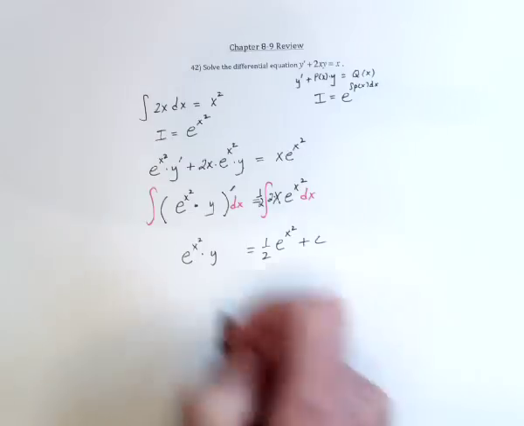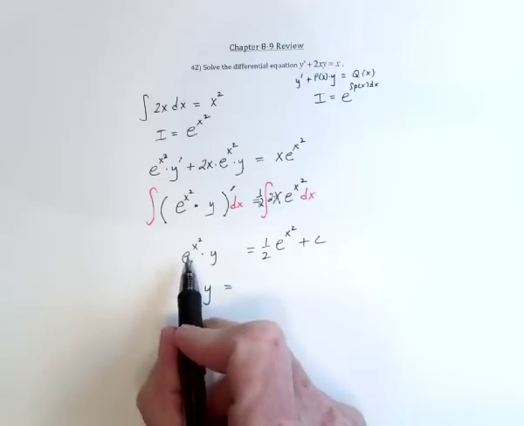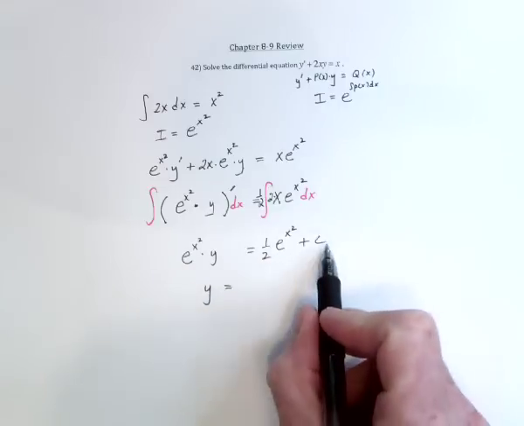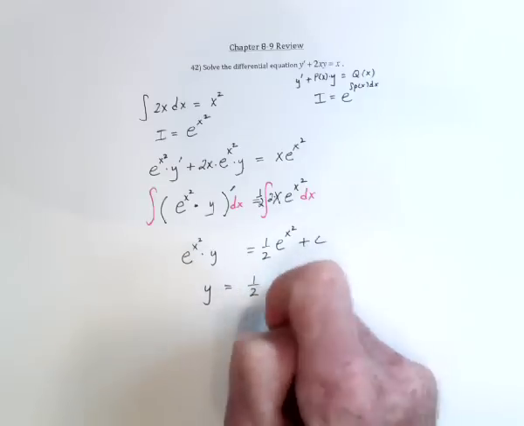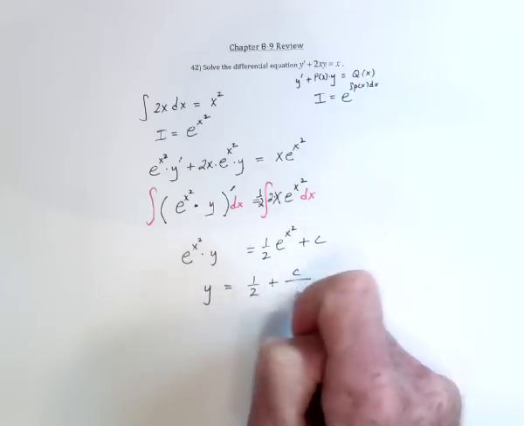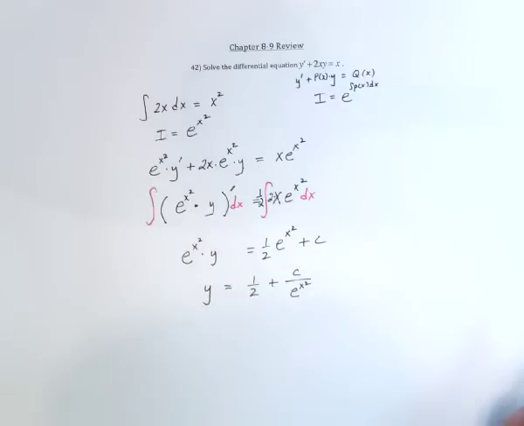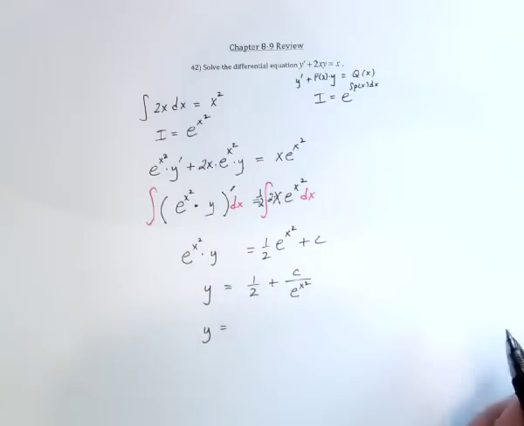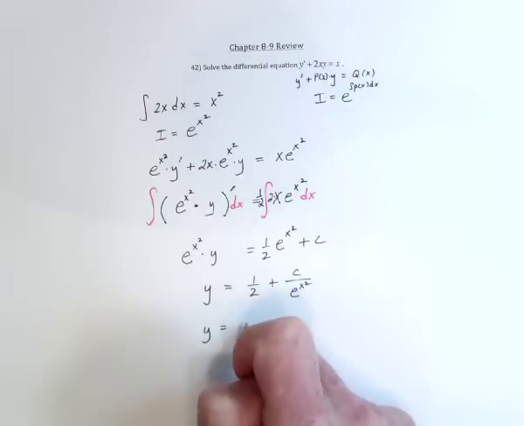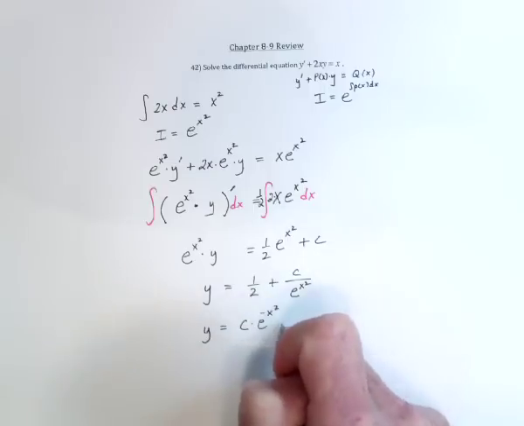So finally, to solve for y, just divide by e to the x squared, so get rid of this. It's going to actually cancel this, but you also have to divide here. So it would leave a 1/2 plus c divided by e to the x squared. And most likely, if you look in the back of the book to see an answer, they wouldn't leave it like that. They would most likely write it as c times e to the negative x squared plus 1/2.